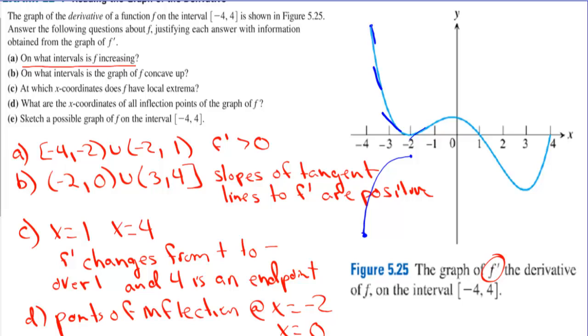Now this function is going to increase. It's going to change concavity at 0. So it will increase to 0, but then change concavity and keep increasing until you get to 1. So there's a point of inflection, and it'll be concave down and increase till it gets to 1. Then this function decreases until it gets to 4.